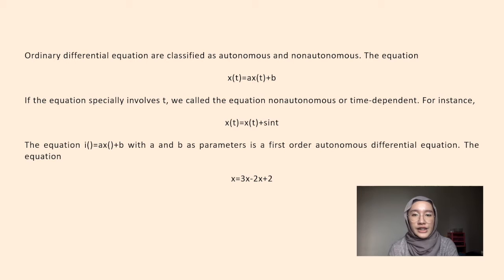The equation x'(t) equal to a x(t) plus b, with a and b as parameters, is a first order autonomous differential equation. The equation shown here is a second order equation, where the second derivative is the derivative of x'(t).